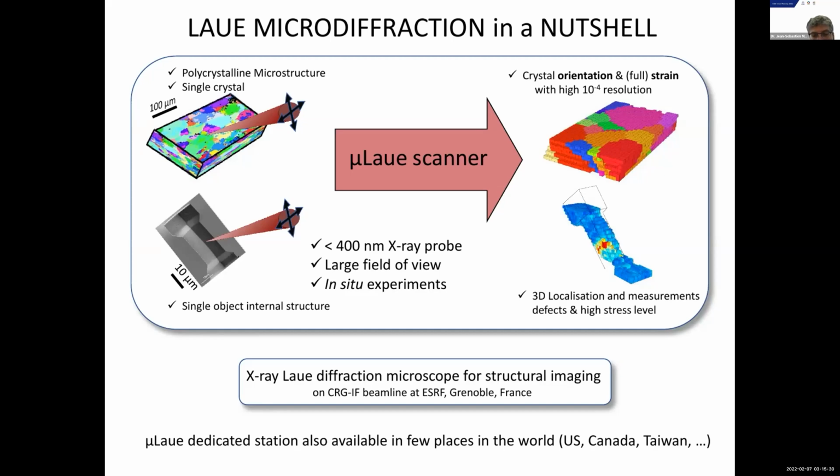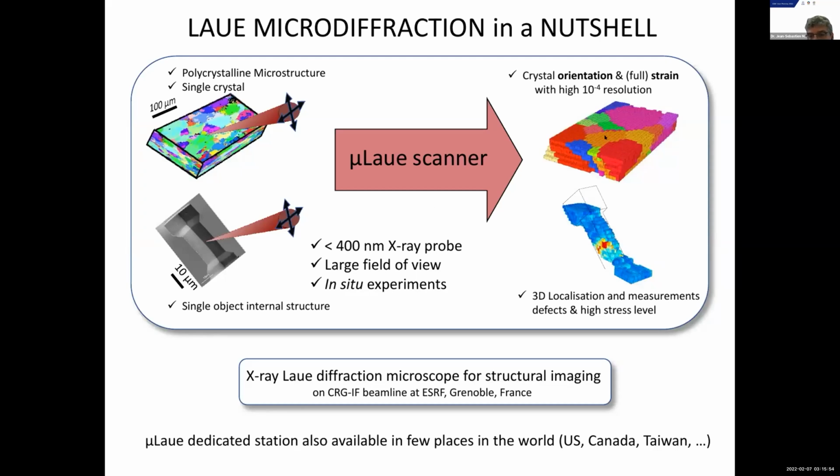sample. Obviously, it's not reasonable to scan a millimeter sample with a step of 1 micron. But you can choose different regions of your sample. And also, another asset is that you can perform some in situ experiments or operando experiments.